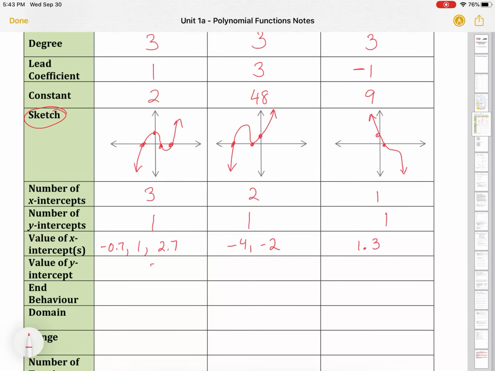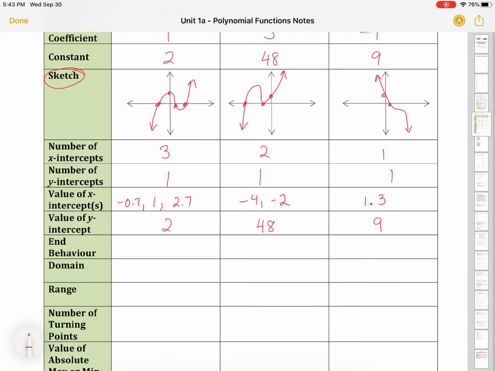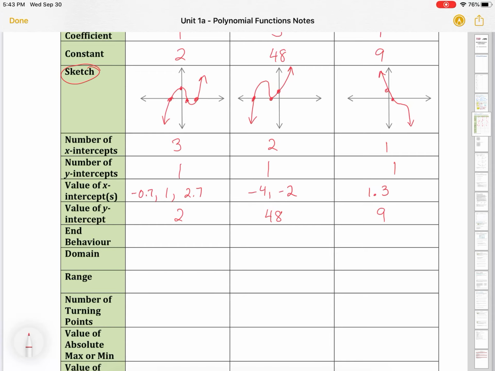Value of the y-intercept. Well, for our first one, it's 2. Our second one, it's 48. And our third one, it's 9, which is coincidentally the constant. That's what you probably notice with all of our functions.